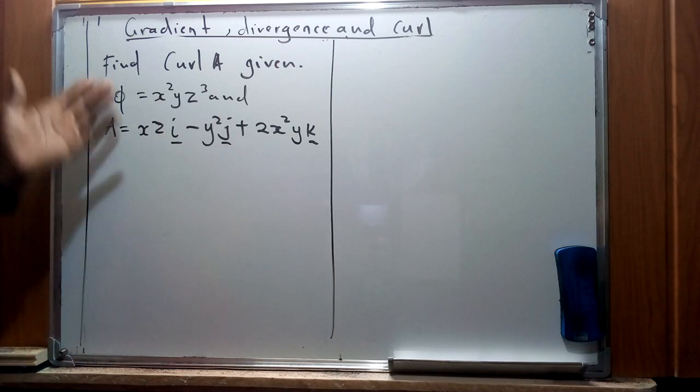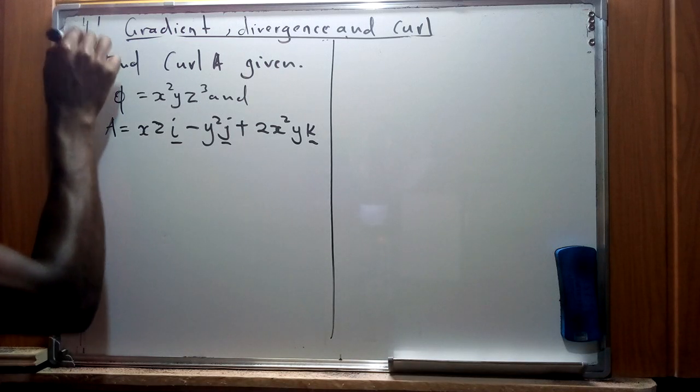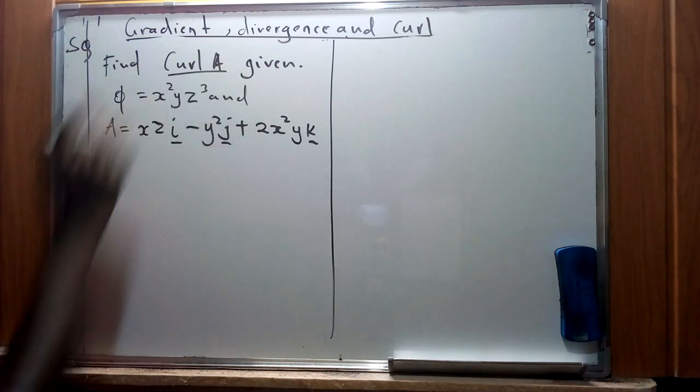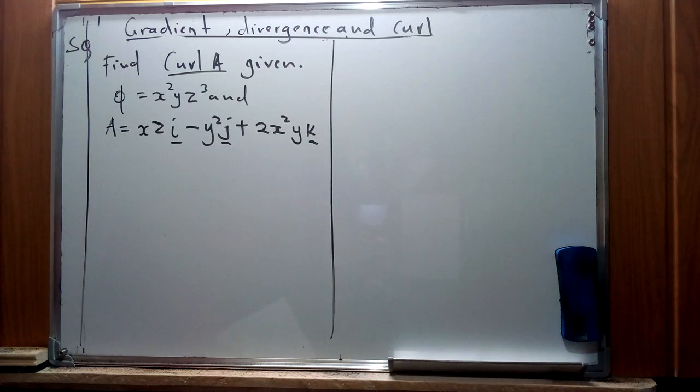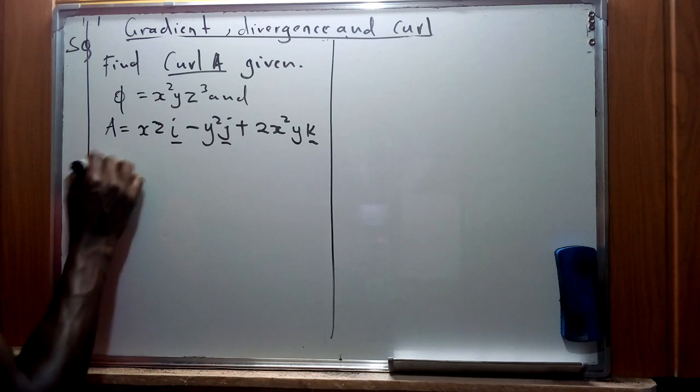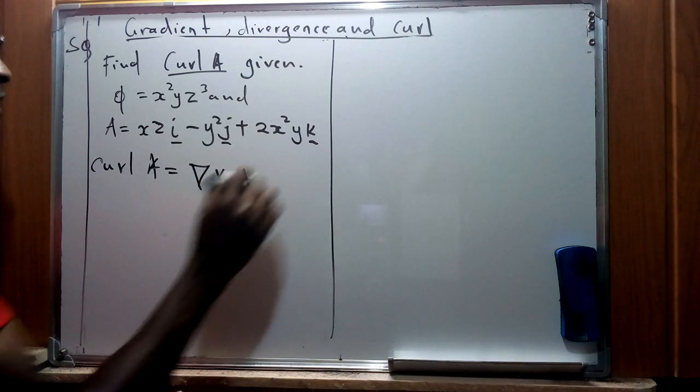So given the sample question on the board, which requests us to find the curl given the information that phi is equal to x squared y z cubed and A is equal to xz i minus y squared j plus 2x squared y k, then we're going to represent this curl of A as del cross A.